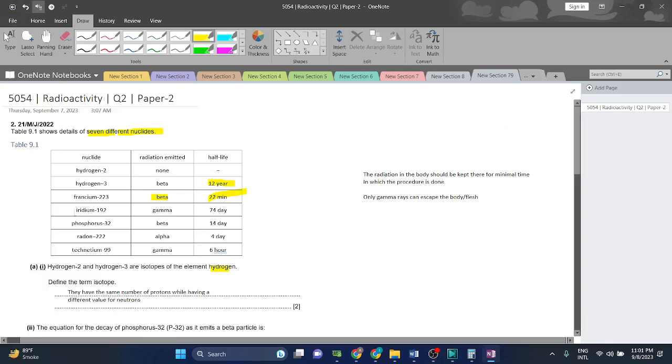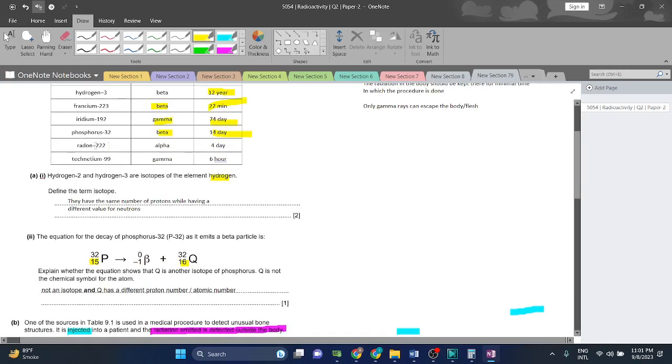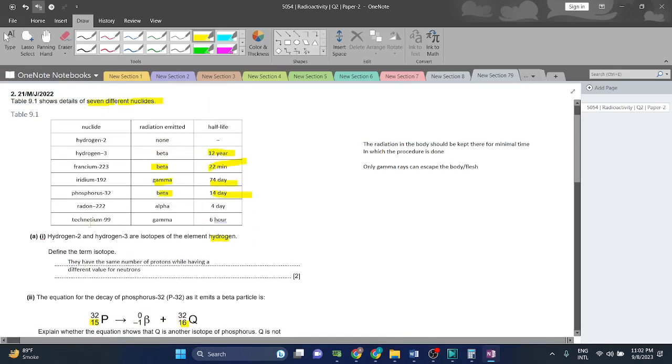ठीक है ना। तो आगे रेडियम, although it is emitting gamma, but the half-life is 74 days, which is way too much for our procedure. Beta, phosphorus 32, beta 14 days, no. तो अभी हमारे पास एक क्लियर कट आंसर आ जाता है, which is technetium, which is emitting gamma radiation, and the half life is 6 hours.